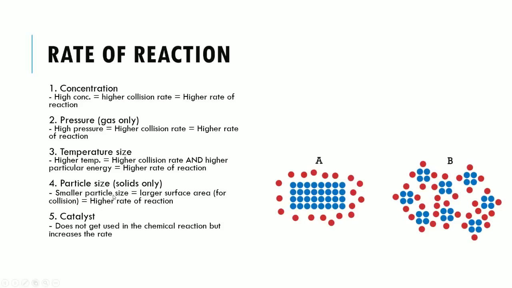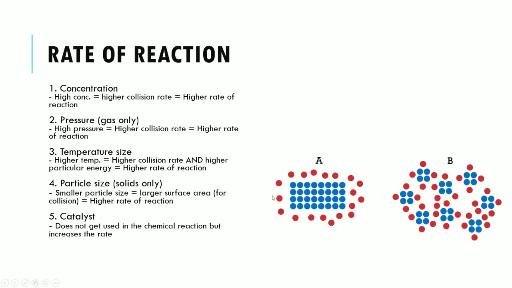When we look at particle size, we're really only referring to solids, and it suggests that a smaller particle size actually has a lot larger surface area for collisions to happen, and therefore achieving a higher rate of chemical reaction. So I've sort of diagrammatically represented that here.